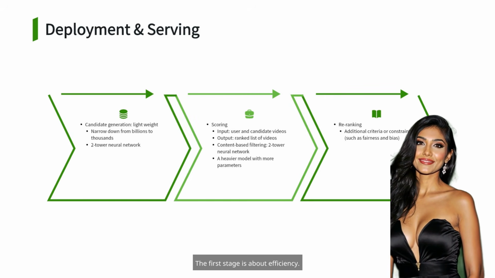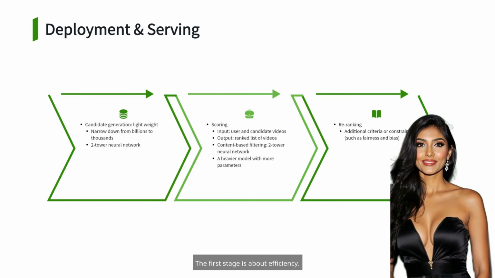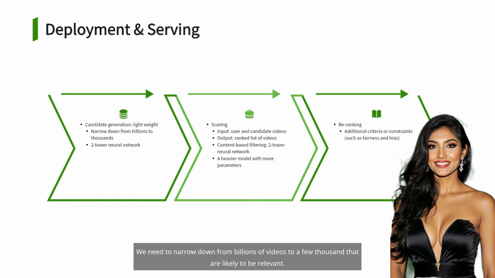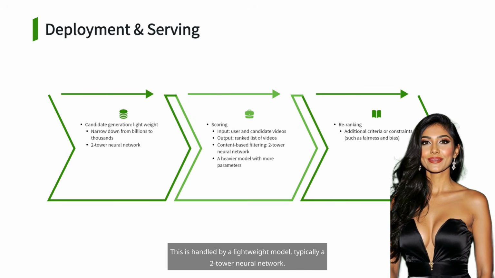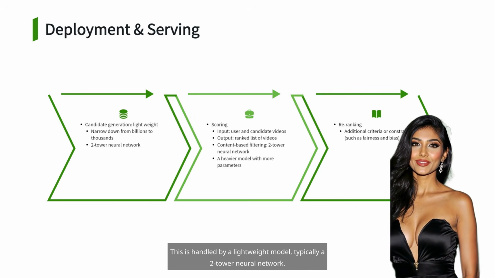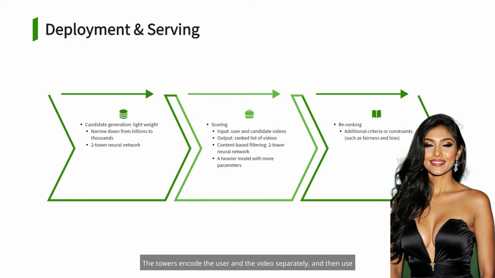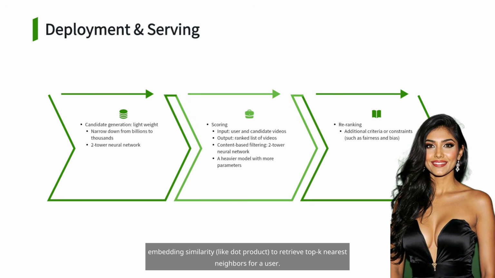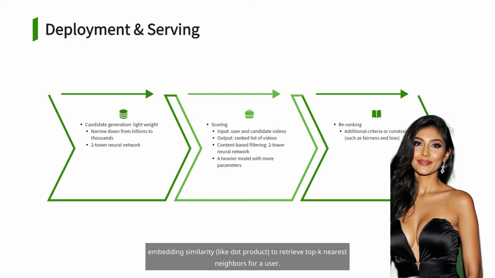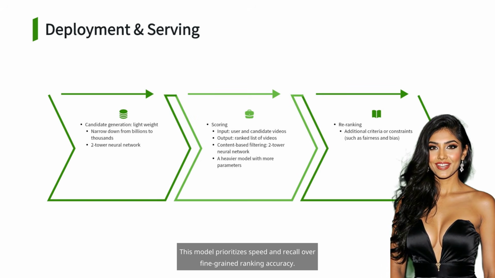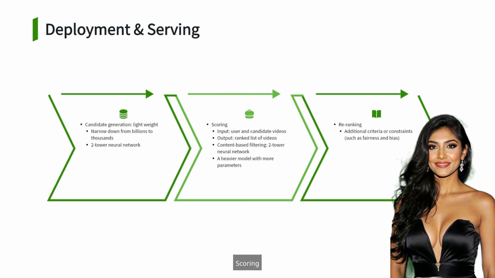Candidate generation. The first stage is about efficiency. We need to narrow down from billions of videos to a few thousand that are likely to be relevant. This is handled by a lightweight model, typically a two-tower neural network. The towers encode the user and the video separately, and then use embedding similarity, like dot product, to retrieve top K nearest neighbors for a user. This model prioritizes speed and recall over fine-grained ranking accuracy.